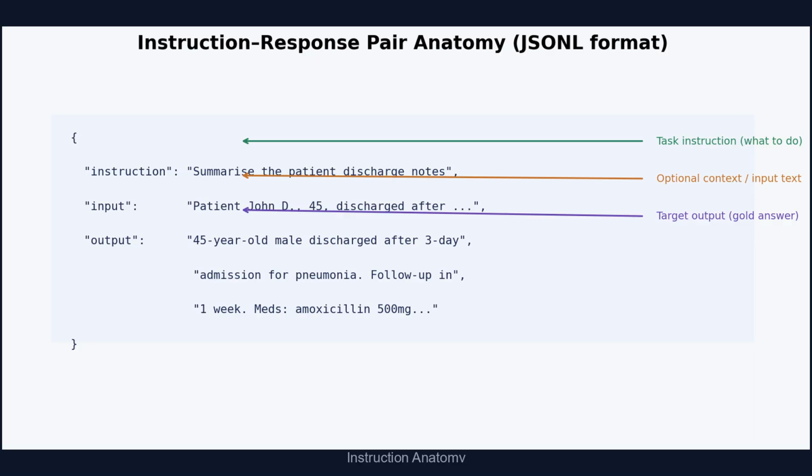Notice how the output is not a paraphrase of the instruction. It's a complete standalone piece of text that directly addresses the input. That completeness is what makes the training signal clean. The model learns to produce finished, usable outputs, not partial responses.